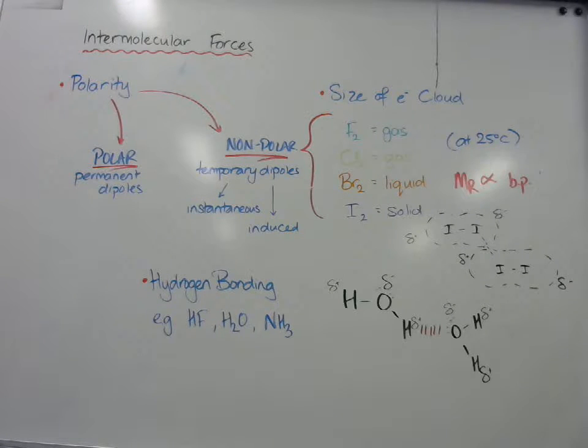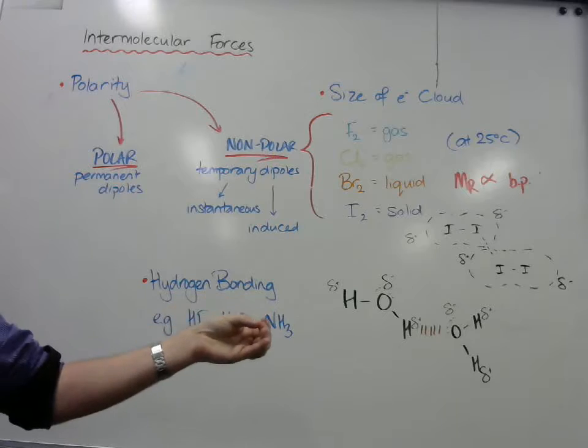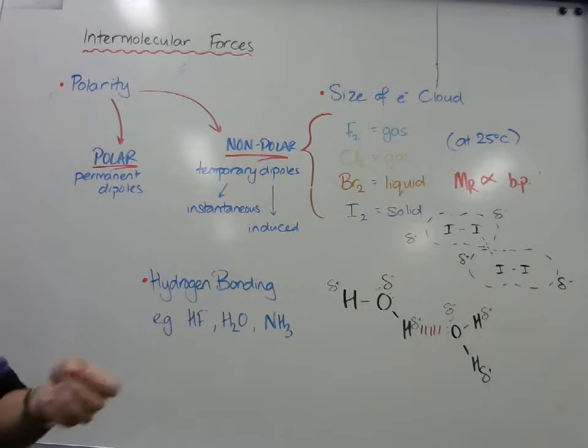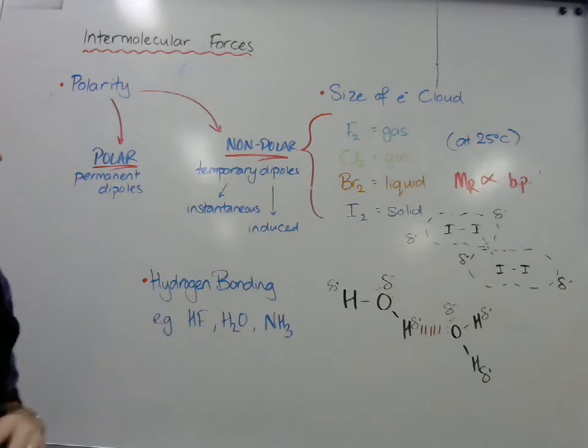If it was a smaller electron cloud, the probability is that it will stay perfectly non-polar for a longer period of time. The chances are, because there's fewer electrons, the electrons will be evenly distributed more often than not. This is why you did molar mass, because molar mass determines electron cloud size. The bigger the electron cloud, the more chances you'll get of what we call temporary dipoles, which is why I've got the link between the two there.